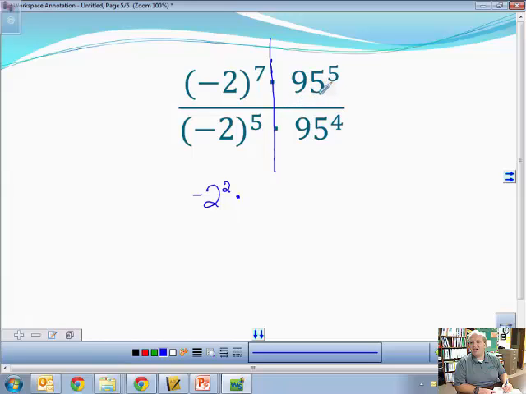Now 95 to the 5th divided by 95 to the 4th. Same rule, right? I'm simply going to go 5 minus 4, which is 1. So I simply take this times 95. I could write that this is to the first, but I know by looking at it, I have just one 95. So it's always going to have a power of 1. Right? Now, if I wanted to really go through and solve this out, I could go negative 2 times negative 2, right? Because I expand this out, times 95. Well, negative 2 times negative 2 is 4, times 95.